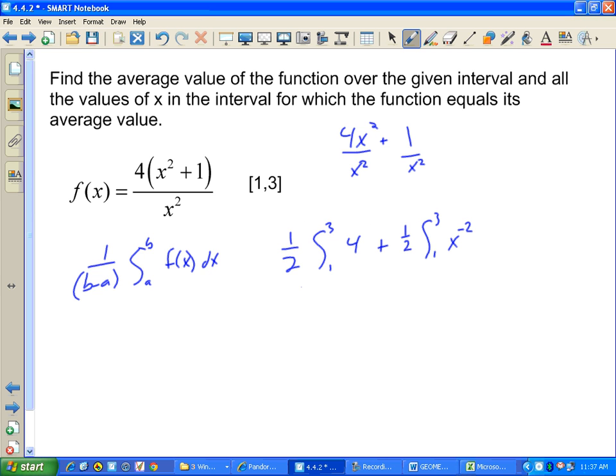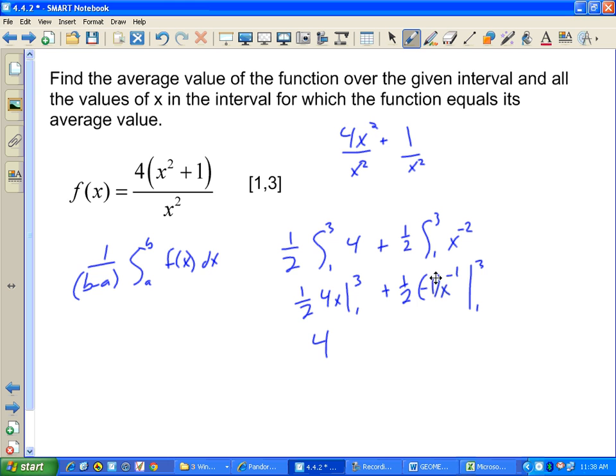So this one becomes half of, okay, so this is just 4x evaluated from 1 to 3. This is 1/2. Raise the power by 1, which will make it x to the negative 1. Drop the coefficient. And this is evaluated from 1 to 3. So if I put 3 in here, I'm going to get 12. Half of that is 6 minus half of 4, which is 2. So 6 minus 2 is 4.